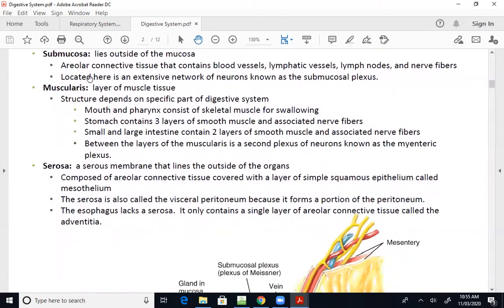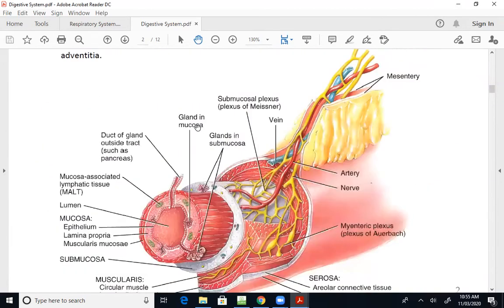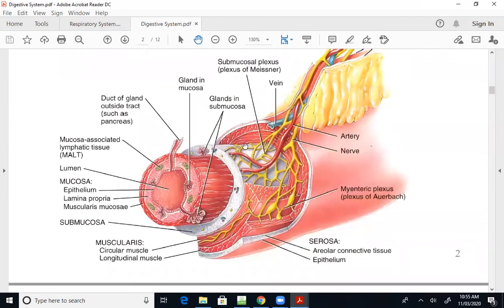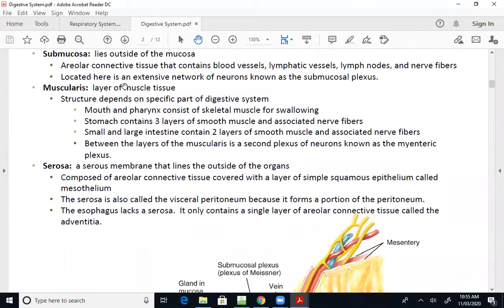Surrounding the mucosa is the submucosa, made up of areolar connective tissue, where there's a lot more blood vessels. There's also lymphatic vessels, lymph nodes, and nerve fibers. Speaking of nerve fibers, there's an extensive network of neurons that surrounds it and controls the secretion of the glands from this layer, what we call the submucosal plexus or plexus of Meissner. Not to be confused with the myenteric plexus, which is associated with the muscularis.